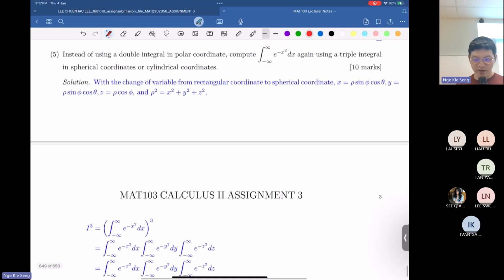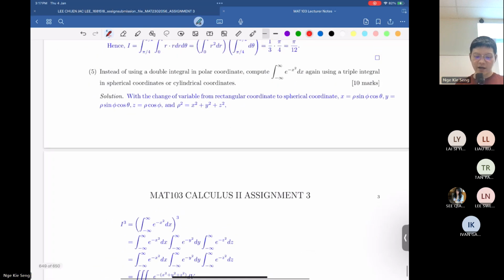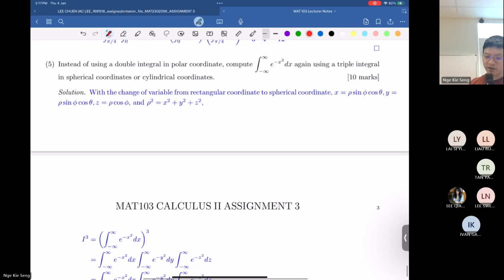Okay, last one, question 5. It asks you to compute the integral of e to the minus x squared from negative infinity to infinity using a triple integral. So in class, we did the double integral. Now I ask you to upgrade another dimension. See if you can show that this integral equals square root pi or not.